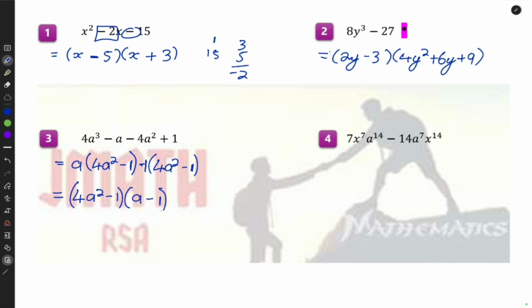Now I need to double check that I am completely factorized. In this case, I am not, because the first bracket is actually difference of squares. So that's 2a minus 1, 2a plus 1. And then the last bracket just goes down. That is my final answer.